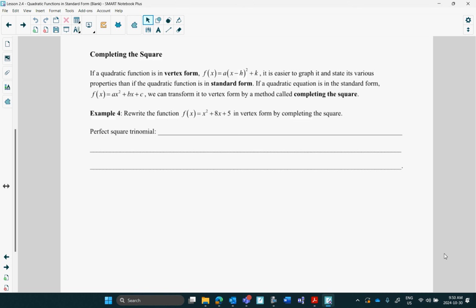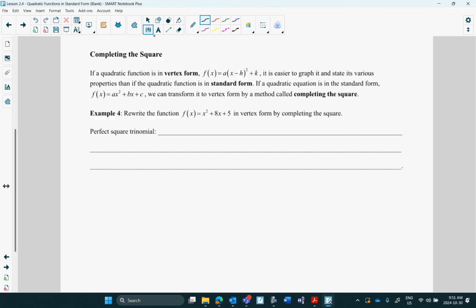Continuing on with 2.4, a new form of showing quadratic functions called standard form, where it's y equals whatever number x squared, whatever number x, whatever number. Okay, and we talked about how to go from vertex form to standard form by just multiplying out and simplifying. Going backwards from standard form to vertex form is a little bit more complicated. It involves some factoring.